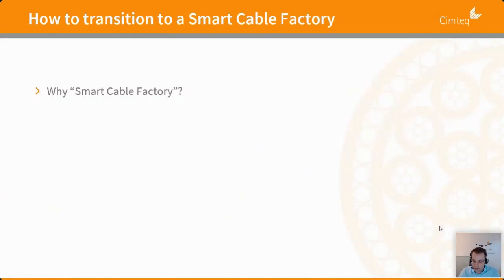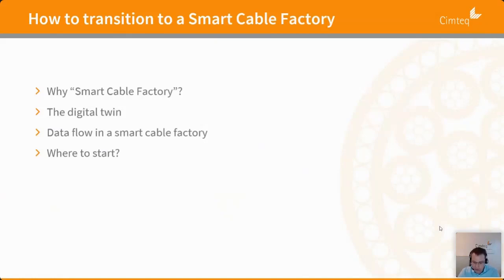Now, the agenda for today is, or the points we're going to discuss is, why do we need a smart cable factory? Why is it relevant? Isn't it just a buzzword? We're going to cover the next buzzword, digital twin, and then we're going to look at the data flow in the smart cable factory. And really answering the question of where should I start? What is the first step, to where do I invest first? Because a lot of people have this question because there are so many options around in the market. And then we'll have our Q&A session. I'll try to be quick, that's why I said interrupt me if you want to.